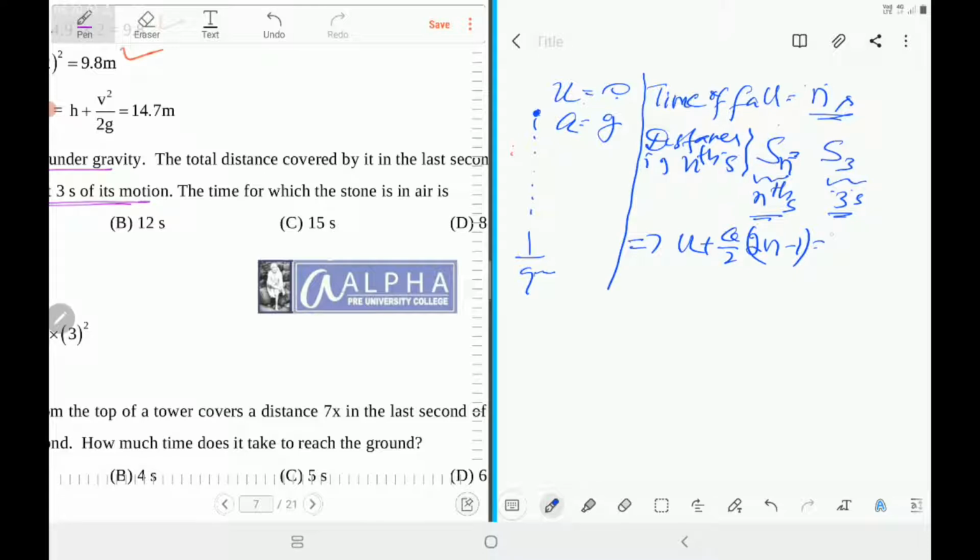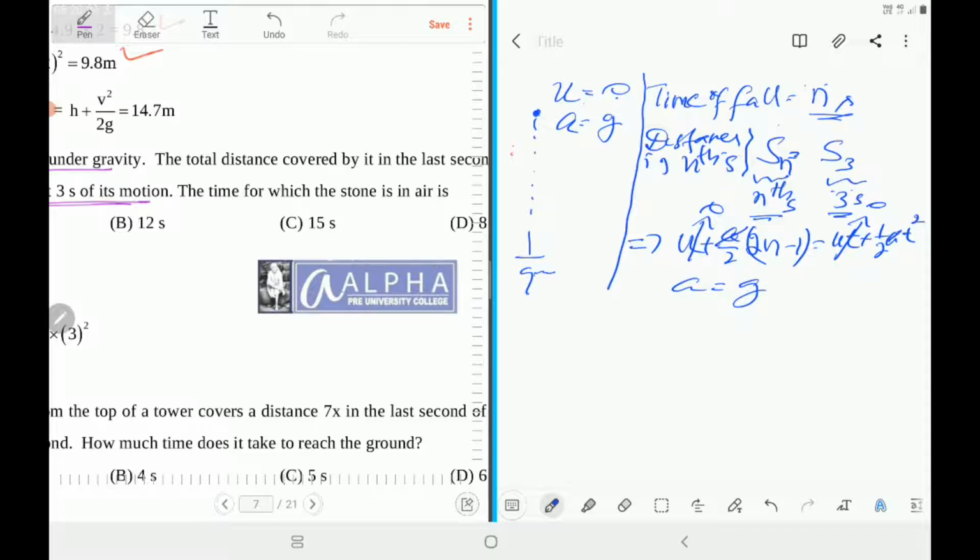So what do we write for Sn? That is u plus a/2 (2n minus 1), and that is equal to the distance in 3 seconds, ut plus half at squared. That's it. For both the cases, initial velocity is 0. See, so this term is gone. And a is g here. a equals g for both the cases.